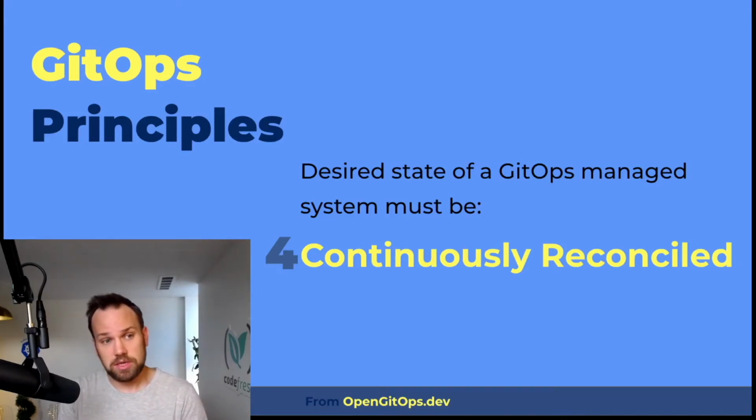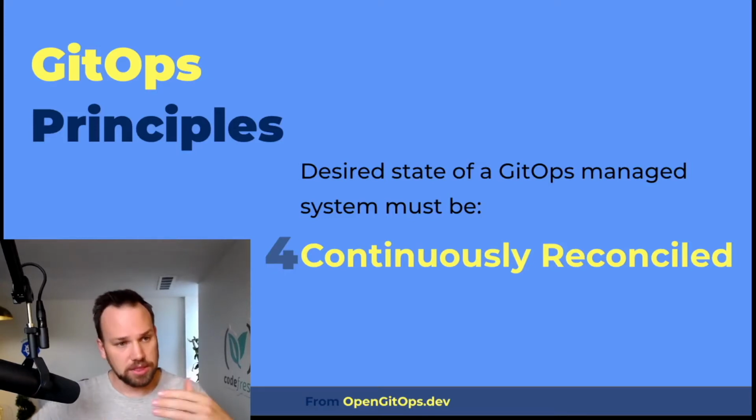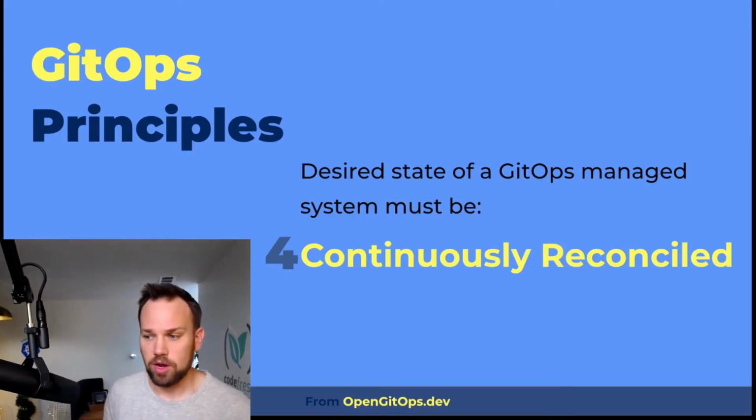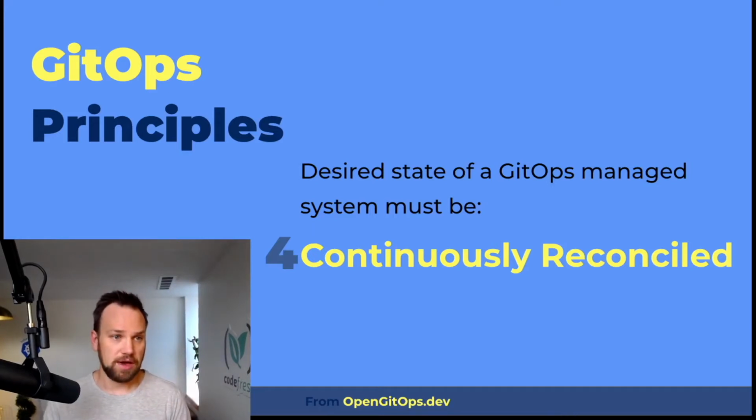But continuously reconciled means that you're also monitoring the actual state of the system, and you're actually pulling changes onto it instead of pushing changes onto it. So that makes a huge difference in the way that you operate. And it's not enough just to have lots of imperative scripting happening to make your deployments happen. You need to have all these components in place to really be doing GitOps.